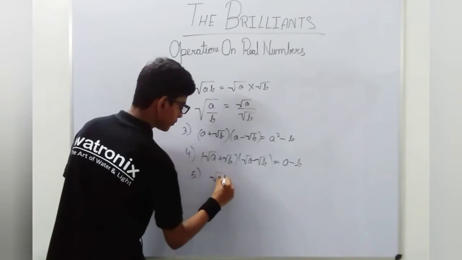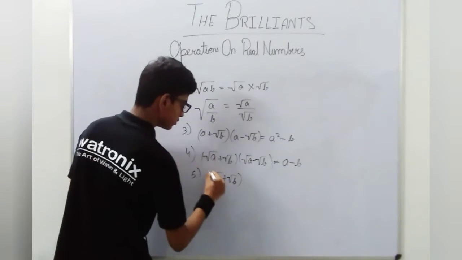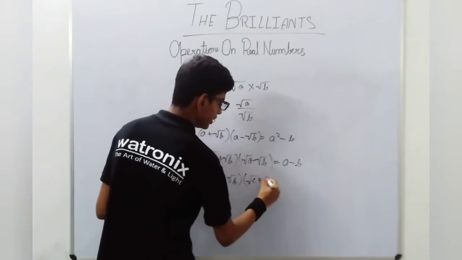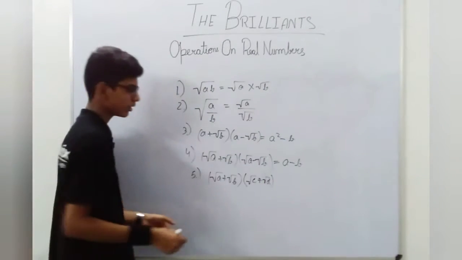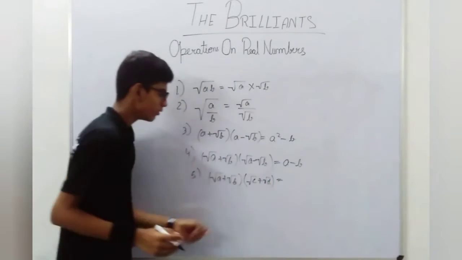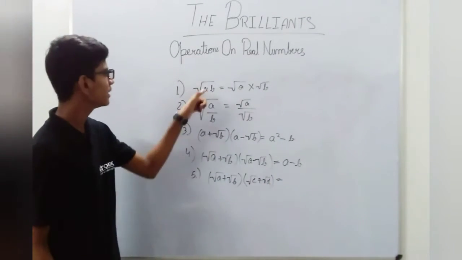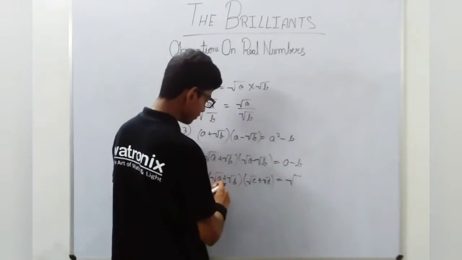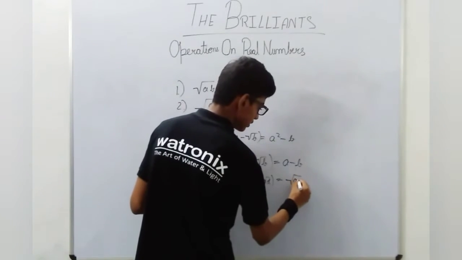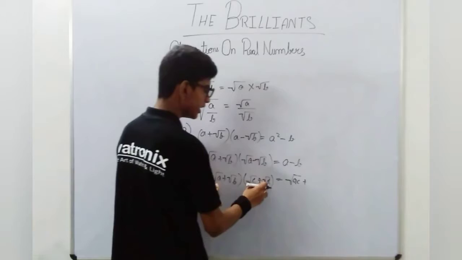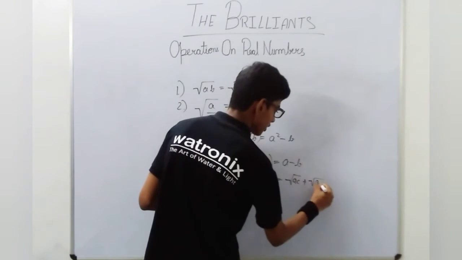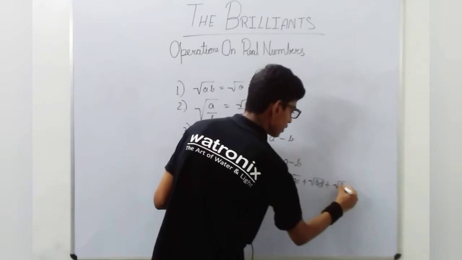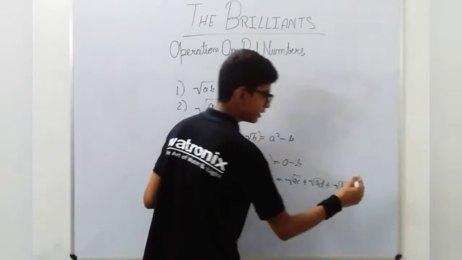Now the fifth one: (√a + √b) multiplied by (√c + √d). In this we will do the multiplication only, but by this method. How? I will show you. First it will be √ac plus √ad plus √bc plus √bd.